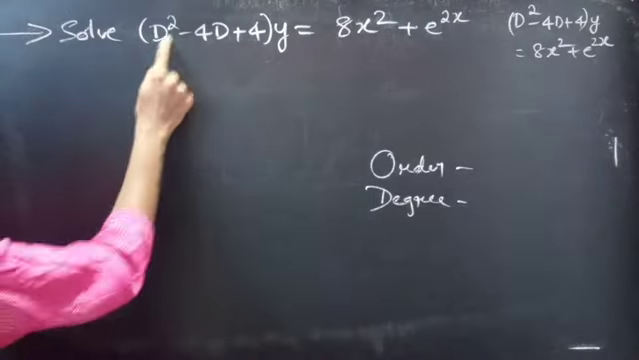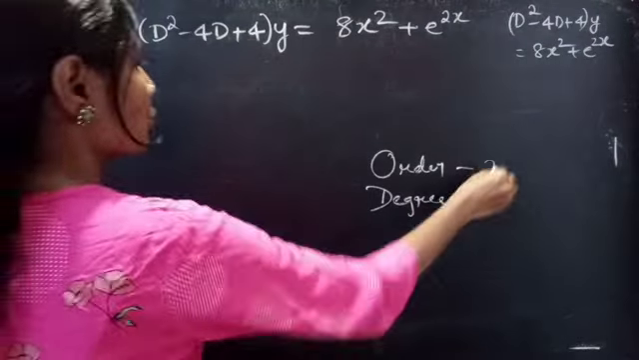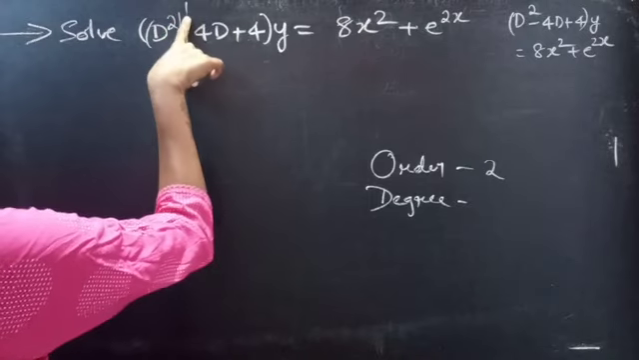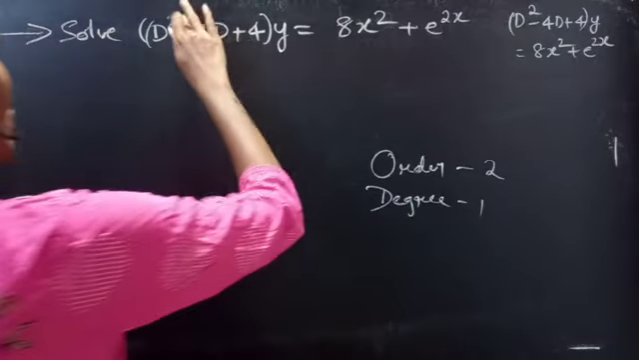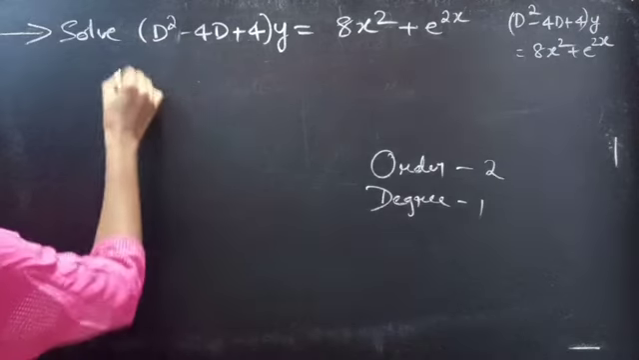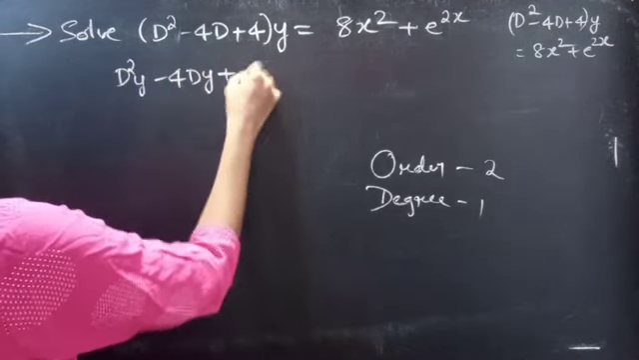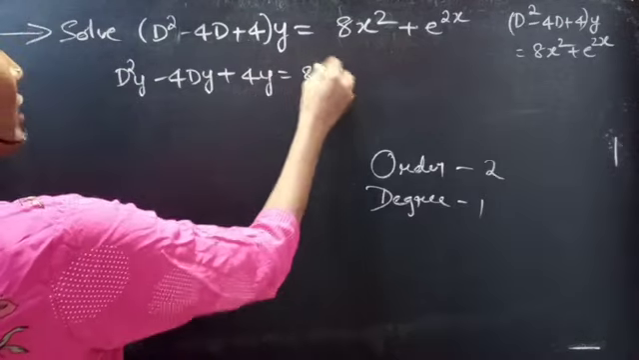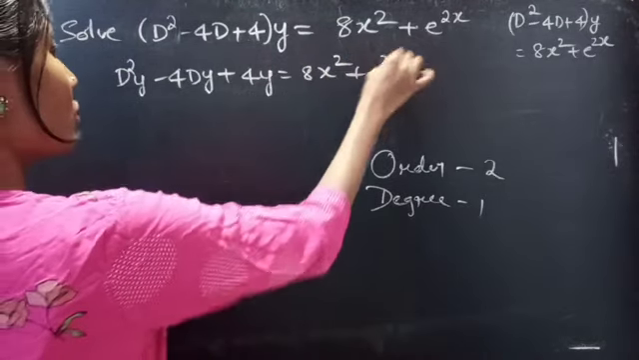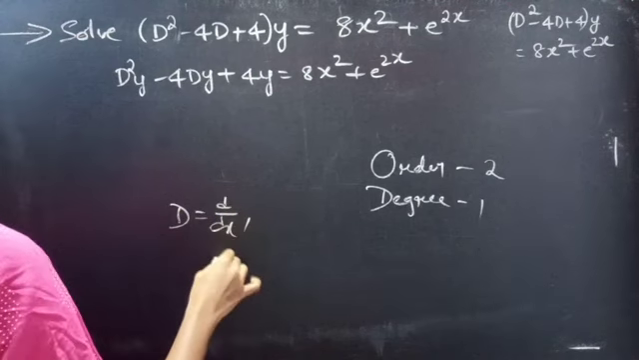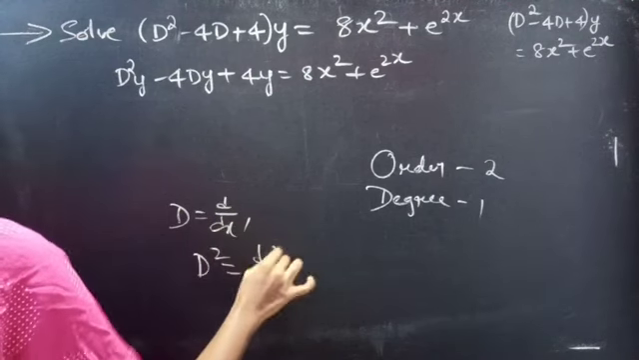Identify the higher derivative. Here D square is the higher derivative, so our order will be 2. And the highest power of the highest derivative, that is the degree, is 1. Let's write the given differential equation as D square y minus 4Dy plus 4y equals 8x square plus e power 2x. We know that D is a differential operator, then D square will be d square by dx square.